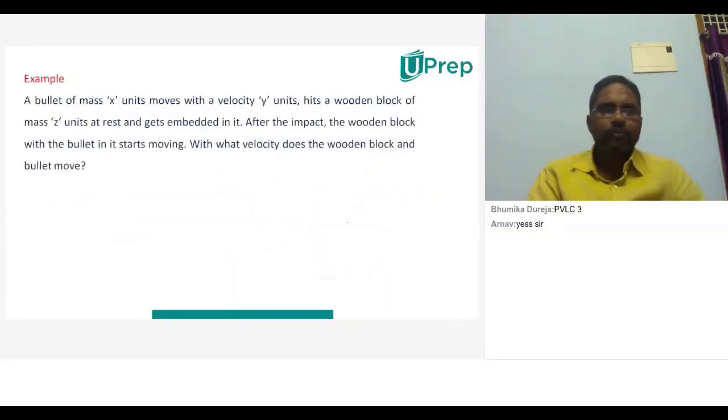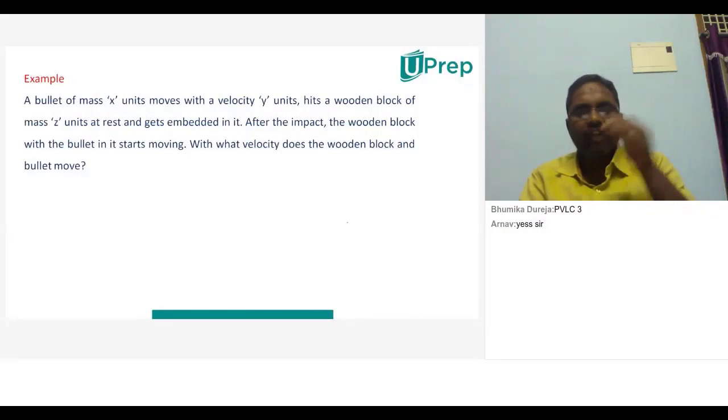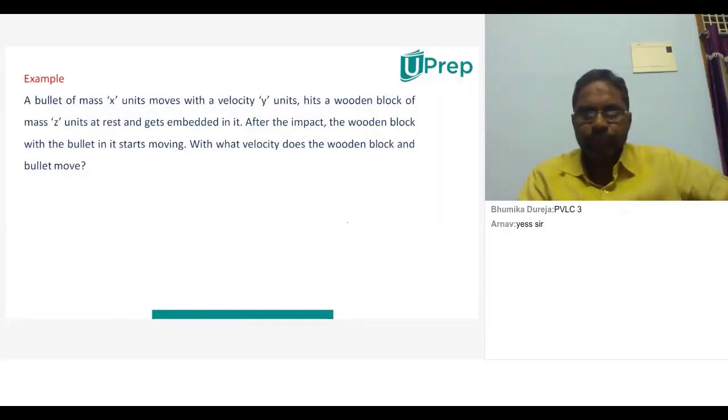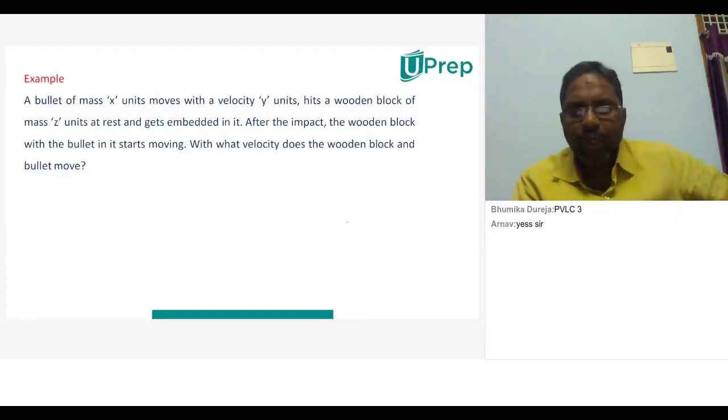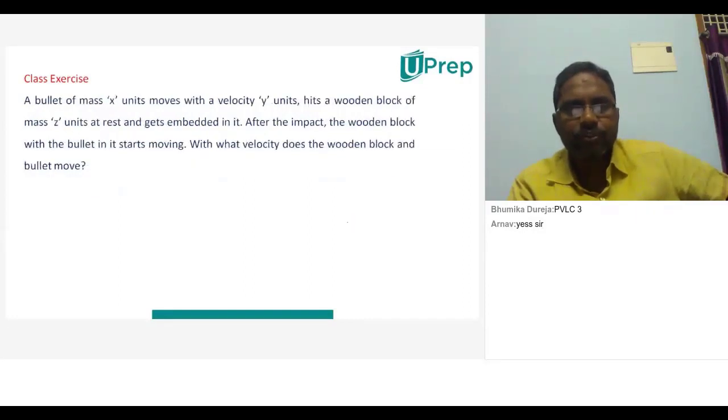Right. Now let us move to one particular question, which is based on Newton's law of conservation of momentum. I will explain this particular problem, and you have to solve it. One more problem is there, and you have to solve that too. These two questions are of the same type.